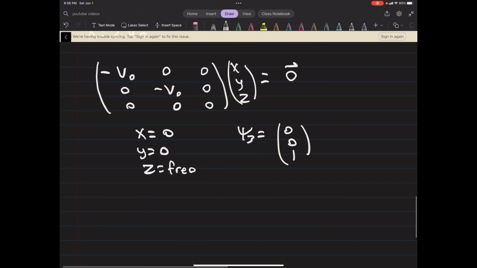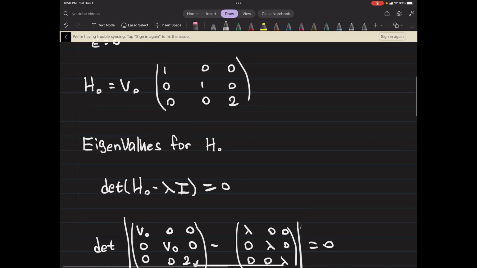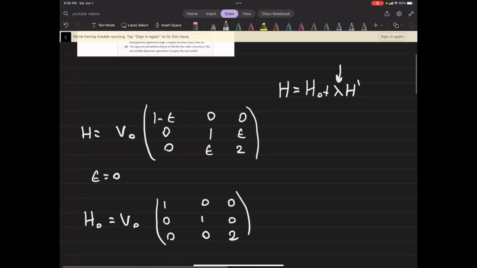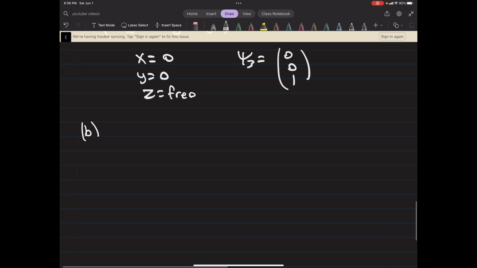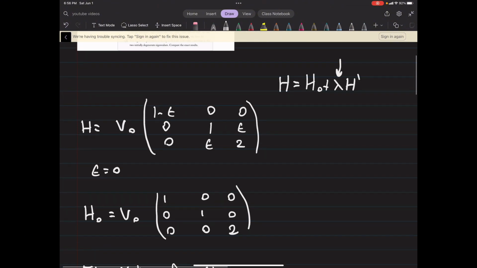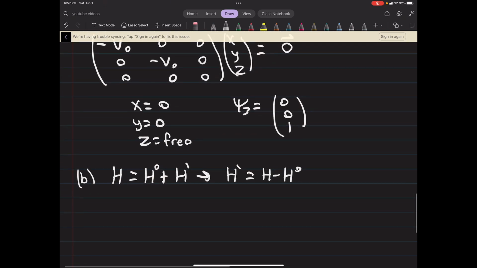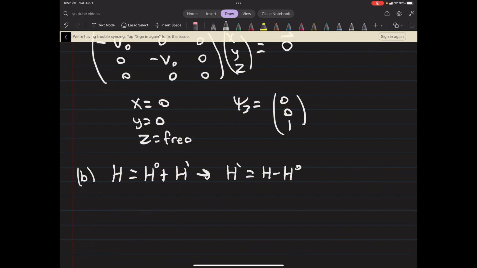Okay, so that was part A. Part B says solve for the exact eigenvalues of h and expand each of them as a power series in epsilon up to the second order. Okay, so with B, again, our Hamiltonian is h naught plus h prime, or h prime equals lambda minus h naught. And if you go up here, you're essentially letting lambda equal 1, which is what we end up doing after we're done proving that that's true.